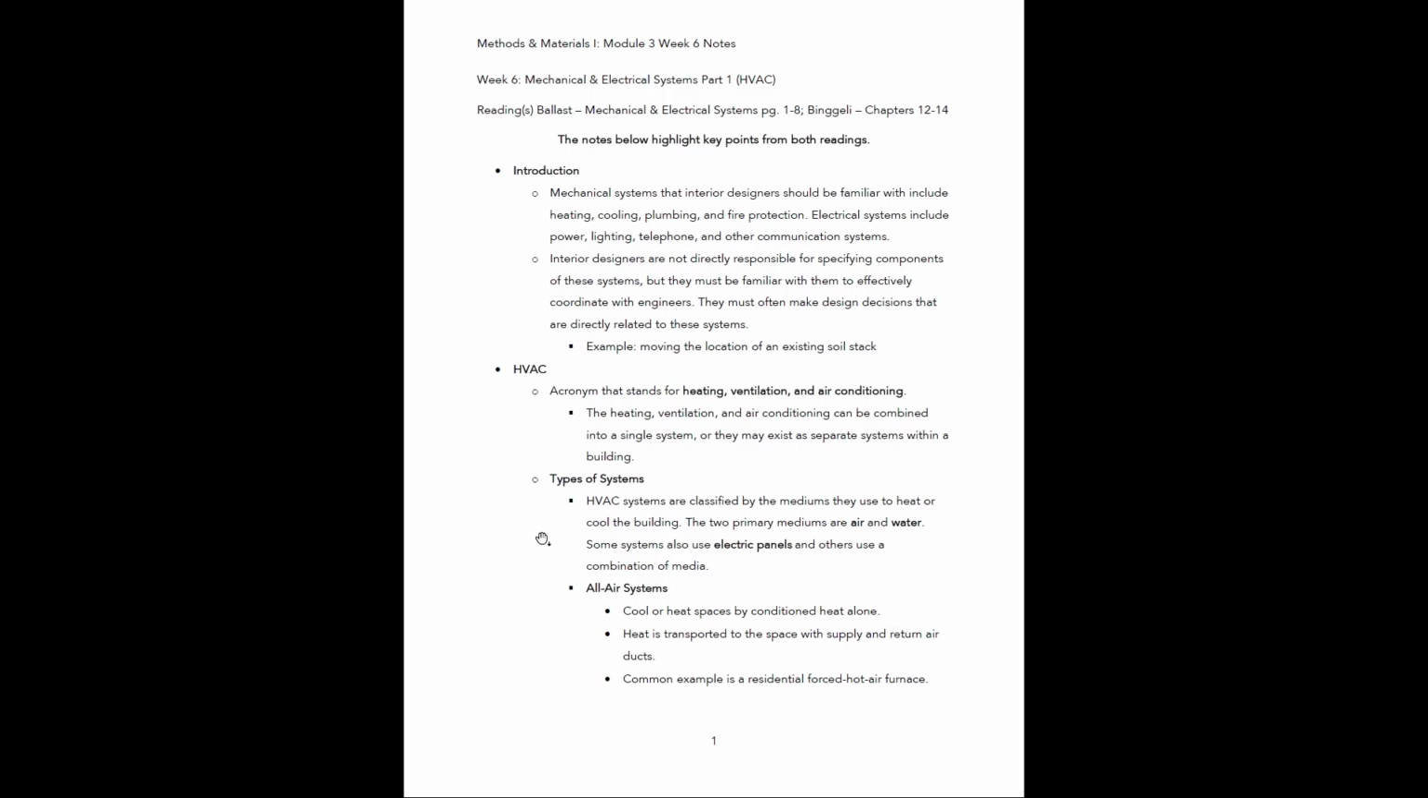So there are a few different types of HVAC systems, and they are classified by the mediums that they use to heat or cool the building. So the two primary mediums are air and water, and some systems may also use electric or electrical panels, or they may even use a combination of the different media. Okay, so some might use air and water together, or they might use air and electrical together. It just depends.